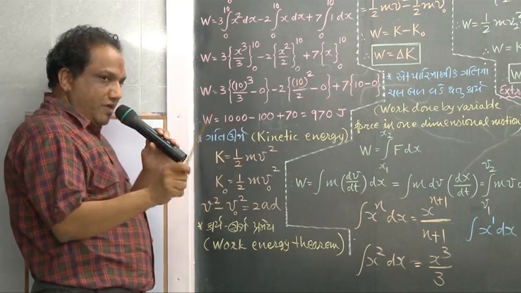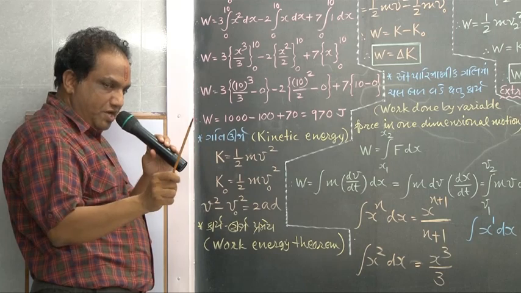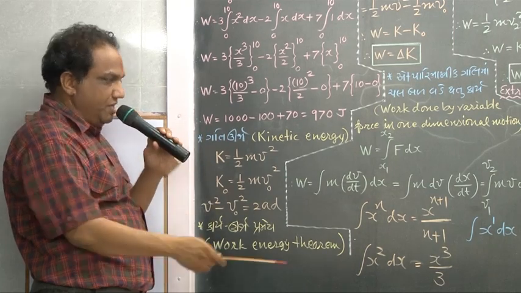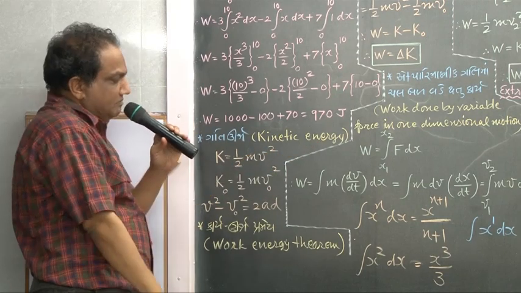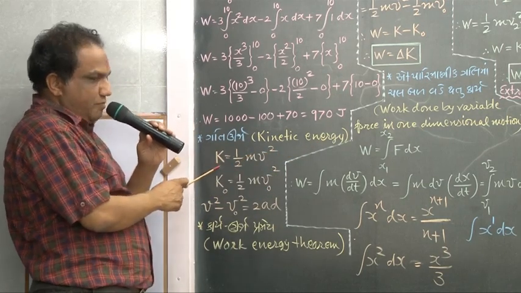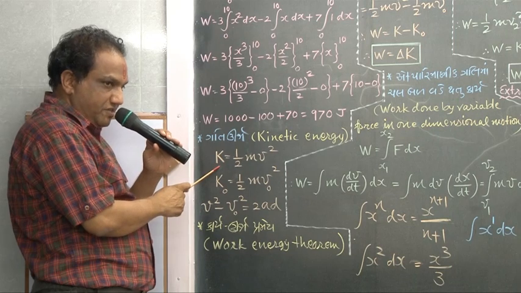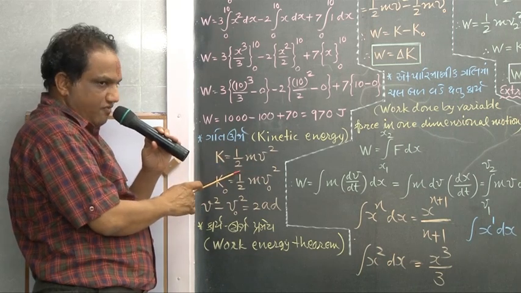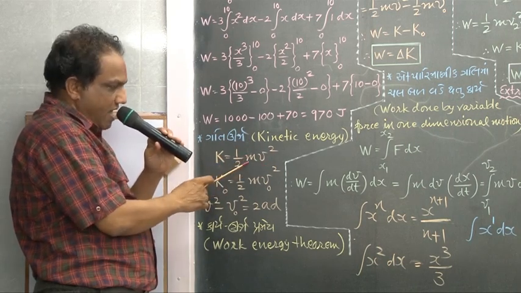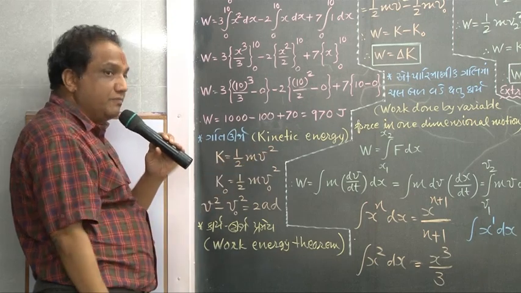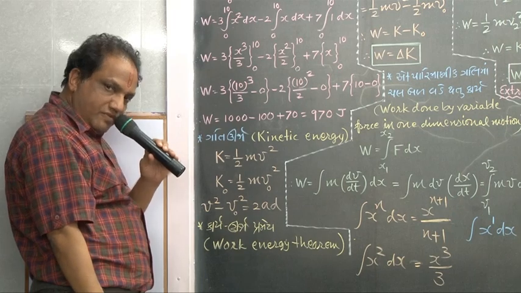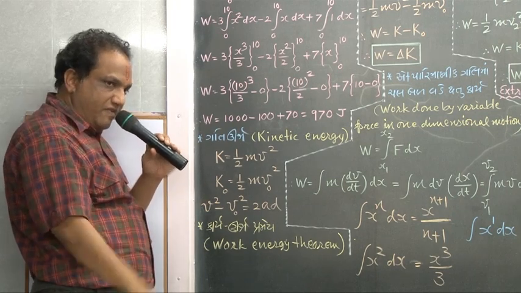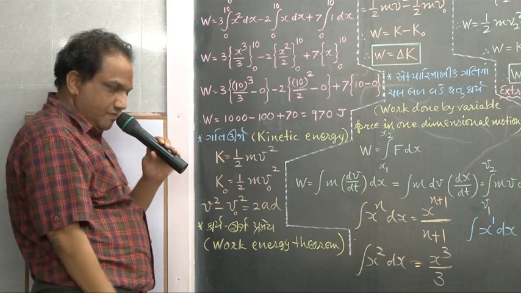Capacity of doing work possessed by a body due to its motion is called kinetic energy. Kinetic energy is shown by symbol capital K. It is defined this way: half of the product of mass and square of velocity. K equals half mv square.